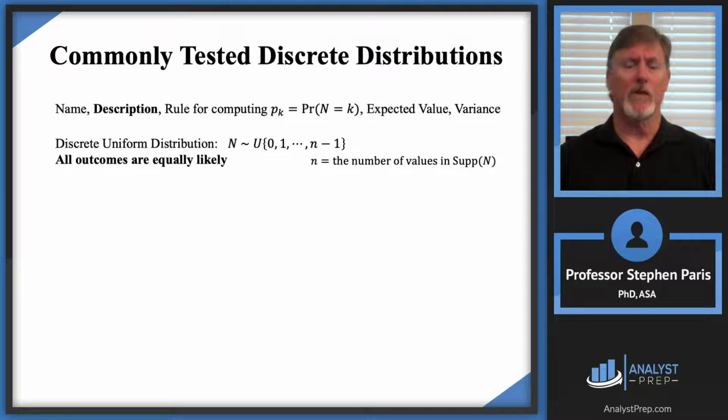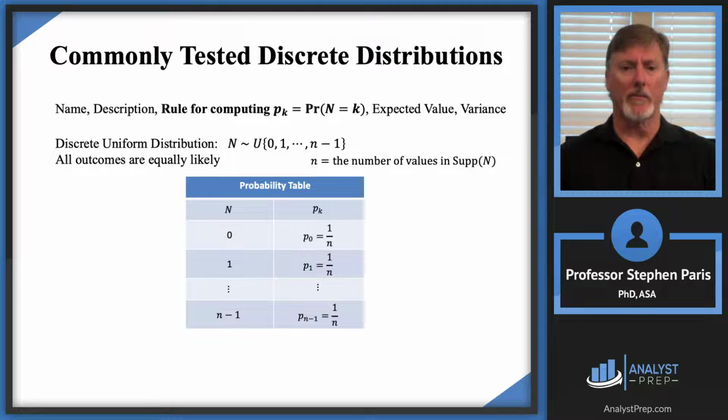The description for a discrete uniform distribution is that all outcomes are equally likely. So if all outcomes are equally likely, when we look at probabilities, all the probabilities have to be the same. There's n of them. They have to add up to 1. And so each probability is 1 over n. That's what defines a uniform distribution. All the probabilities are the same, and they're all equal to 1 over n.